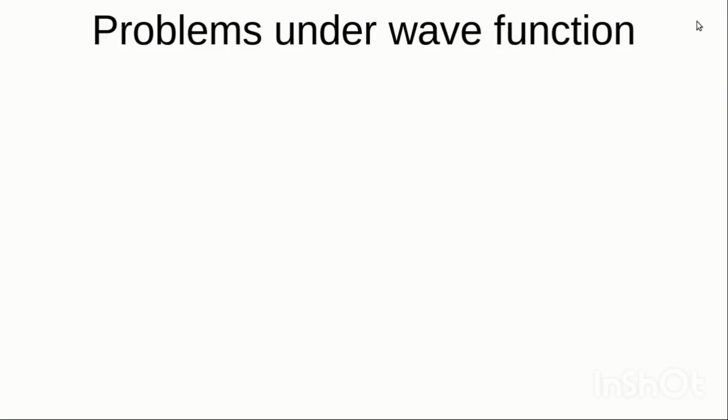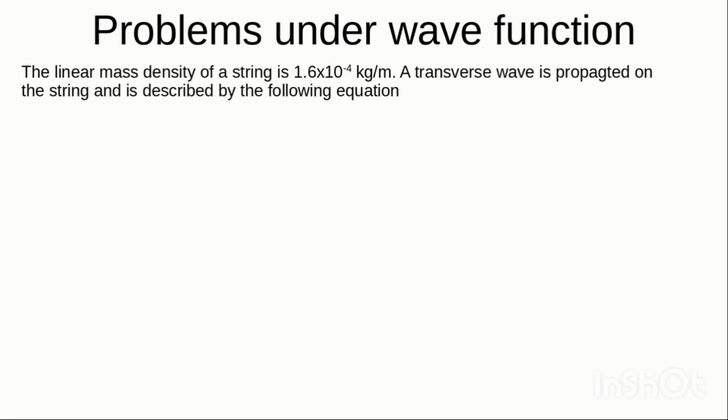In this video, we are going to be solving a problem under wave function. So the problem we are solving is given in the form of a statement. We have the linear mass density of a string as 1.6 times 10 raised to the power minus 4 kilogram per meter. A transverse wave is propagated on the string and is described by the following equation.